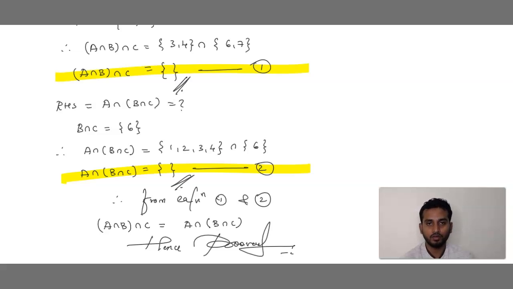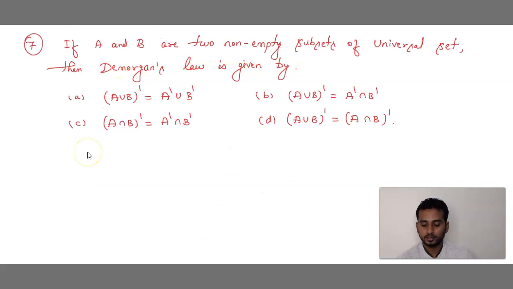So let me solve one more problem. See children, this problem: if sets A and B are two non-empty sets of a universal set, then De Morgan's law is given by. He is saying that A and B are both non-empty sets, meaning some elements are there, we need to assume it. Now we have to find out which is the correct De Morgan's law out of these 4 options.